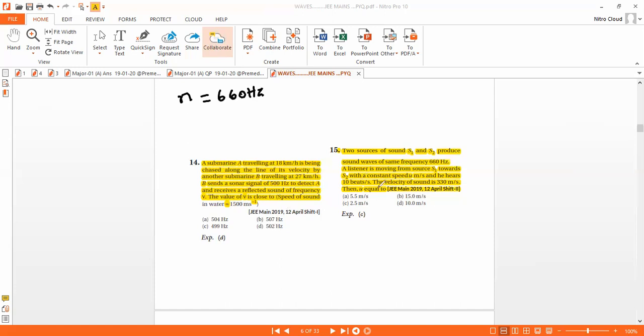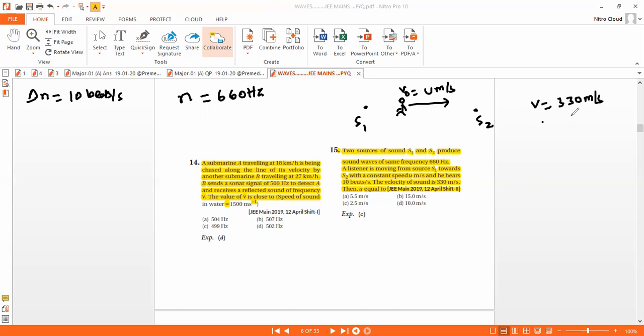A listener is moving from source S1 towards S2. Suppose this is S1 అనుకుందాం, ఇది S2. A listener, that is nothing but observer, is moving from S1 to S2, moving with a constant speed u meter per second, and he hears 10 beats per second. That is change in frequency, it is 10 beats per second. Velocity of sound v is equal to 330. I need to find u. What is the value of u?